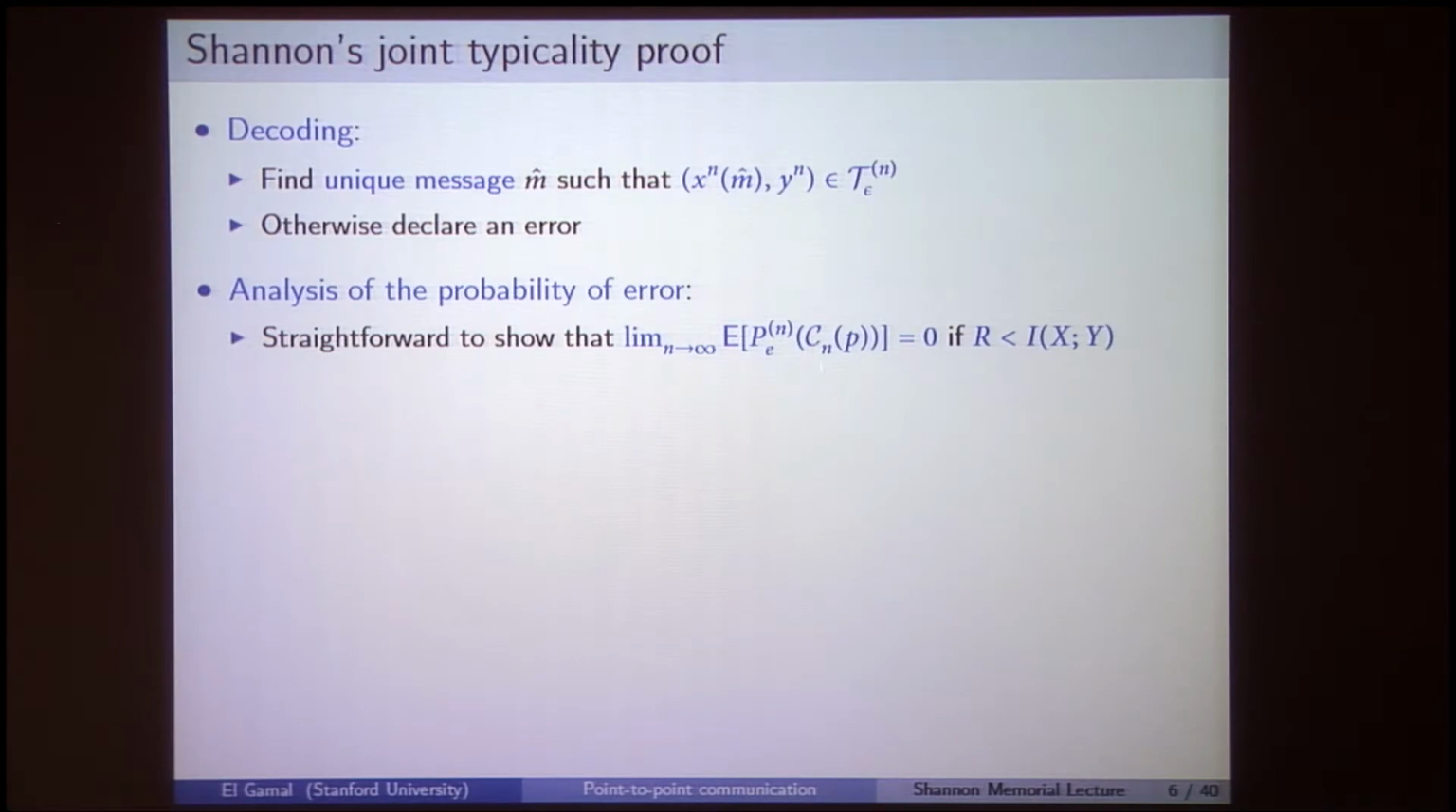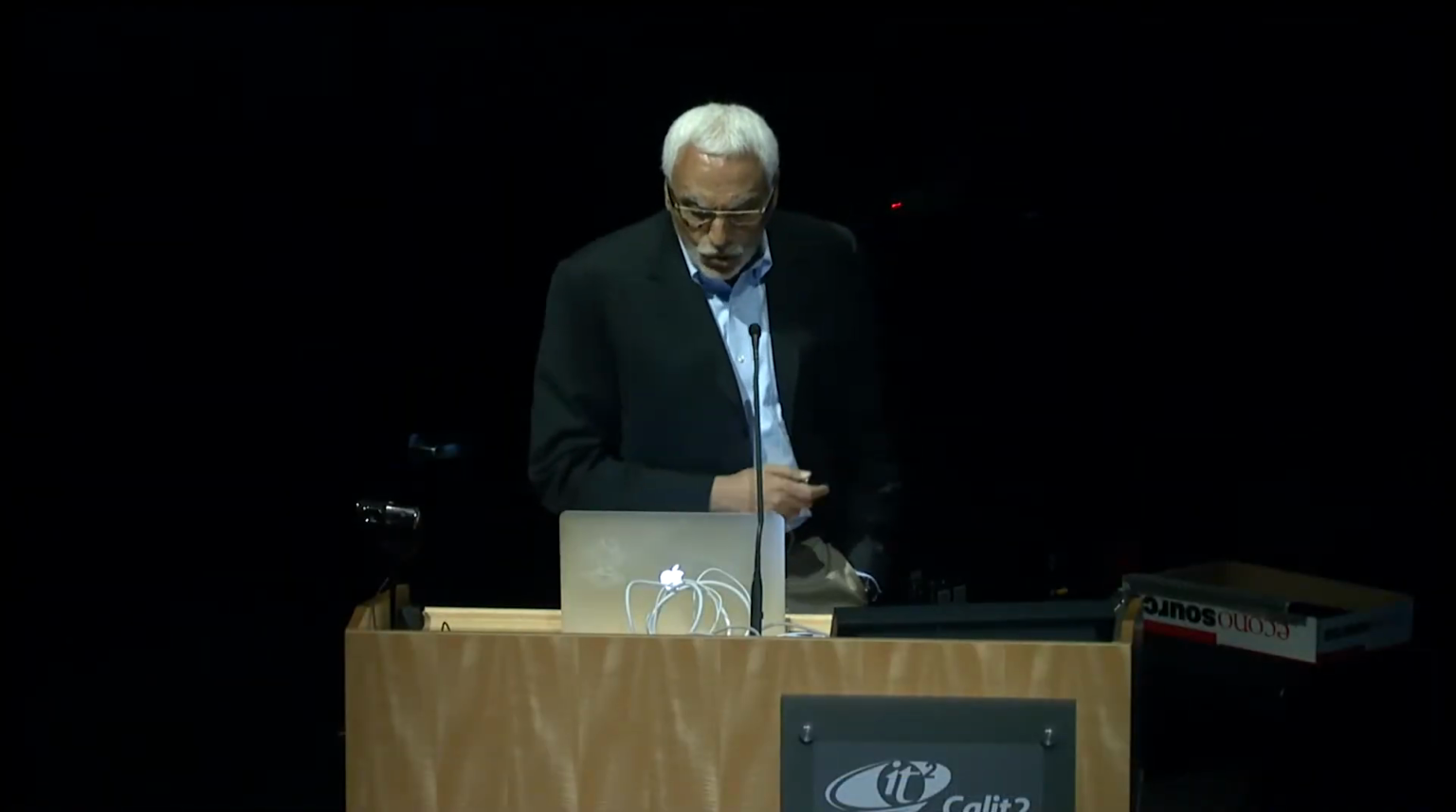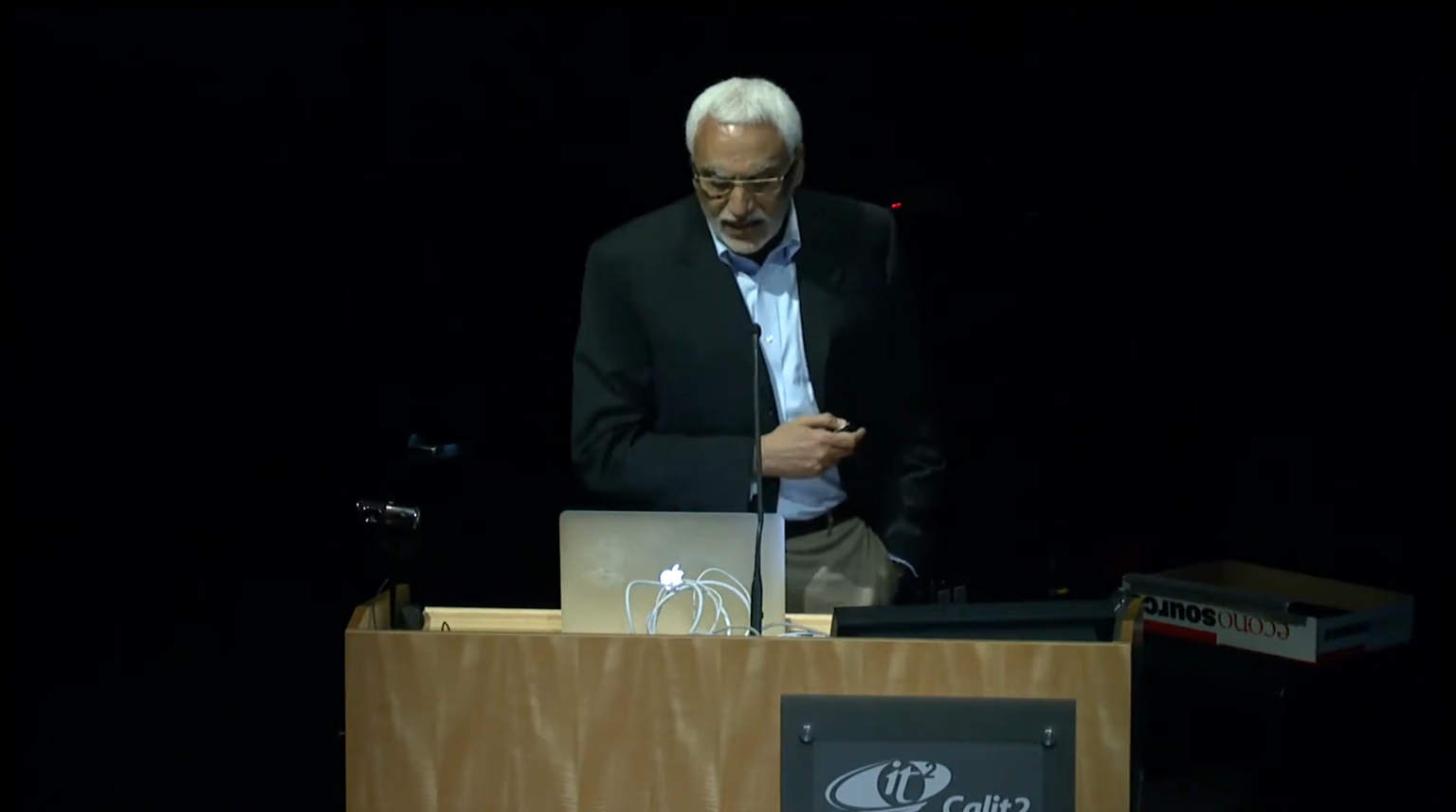The advantage of using joint typicality is that it is incredibly straightforward to show that the limit of the expected value of the probability of error over the random codebook goes to 0 if R is less than the mutual information I(X;Y). It's maybe two or three lines. Okay, so what does that show? This shows that random point-to-point codes achieve capacity, because we can always use the input probability mass function that maximizes the mutual information.